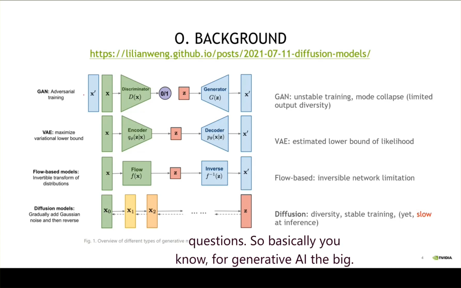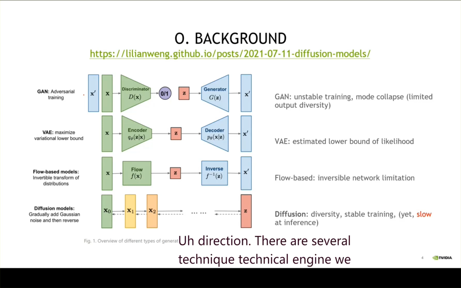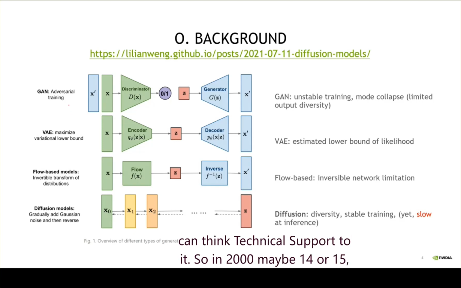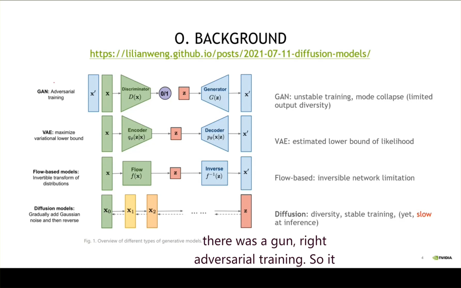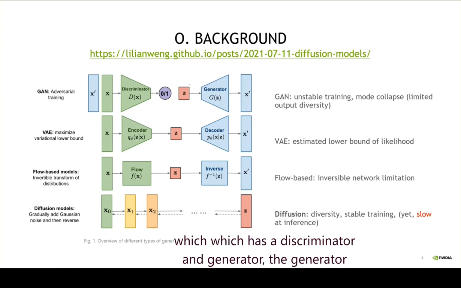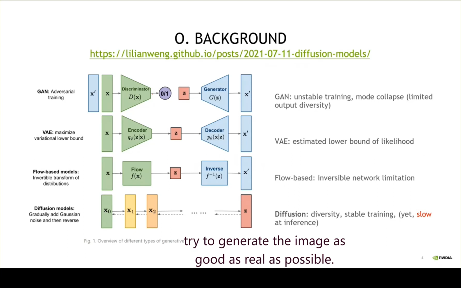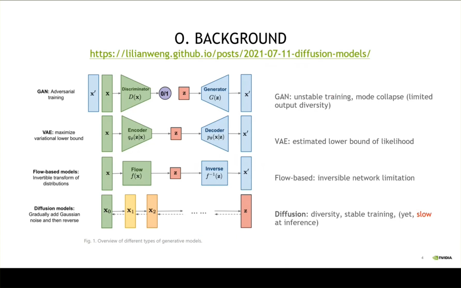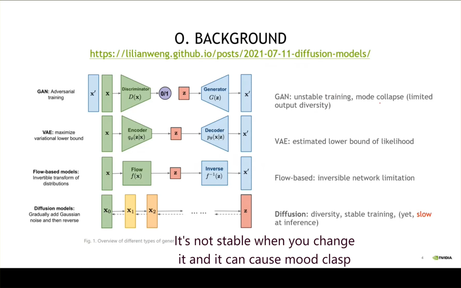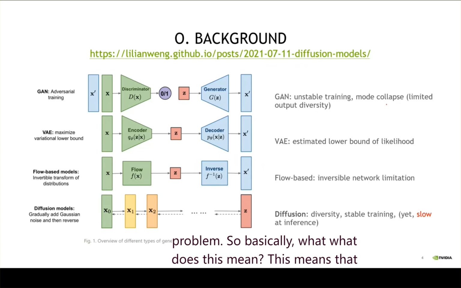Basically, for generative AI, there are several technical engines we can think of as technical support. In maybe 2014 or 2015, there was the GAN, right? Adversarial training, which has a discriminator and a generator. The generator tries to cheat the discriminator, so it tries to generate images as good and as real as possible. This is the GAN. But the problem of GAN is that it's not stable when you train it, and it can cause a mode collapse problem. So what does this mean?